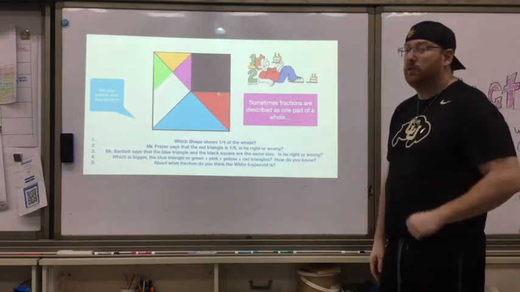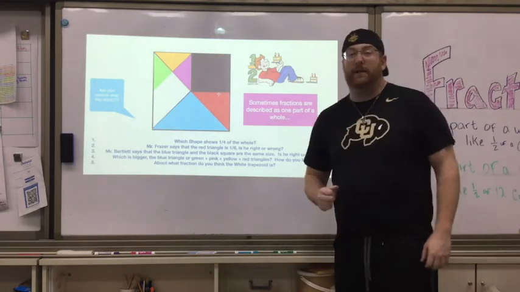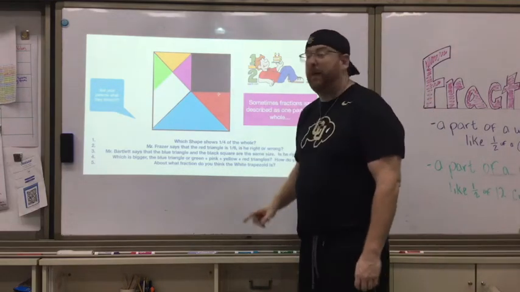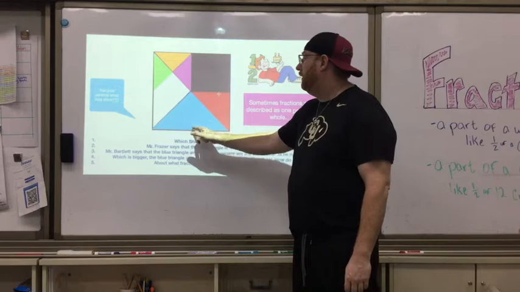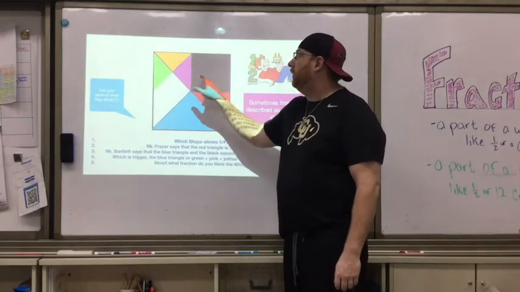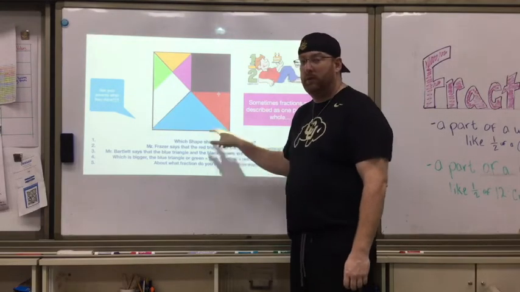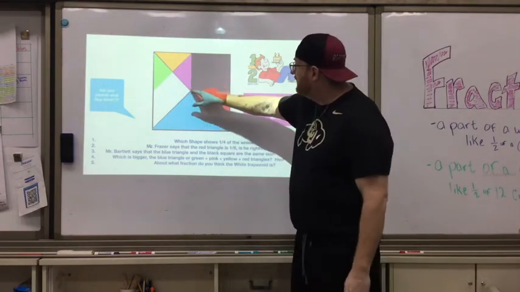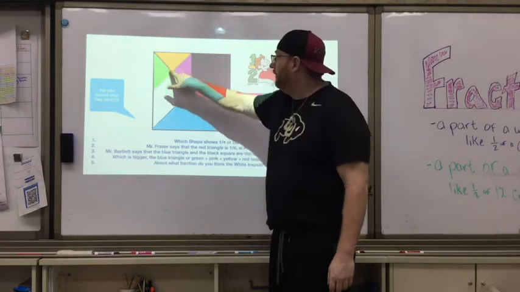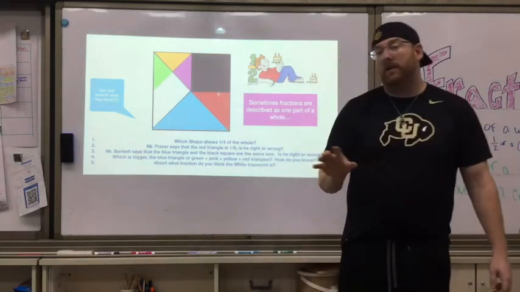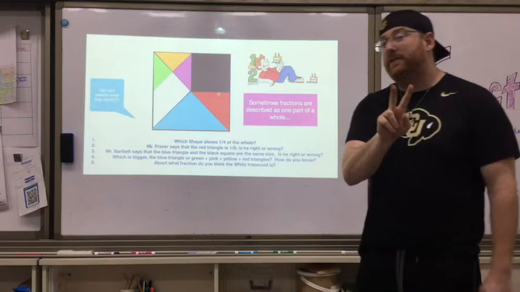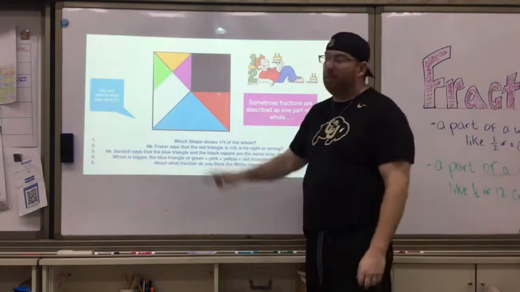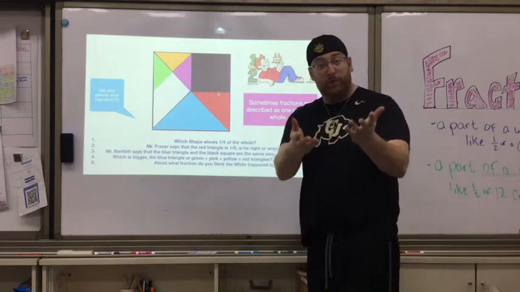Now, this is a tricky one because 2 shapes actually show 1/4 of the whole. If you notice, the black square is 1/4 of the whole, but the blue triangle is also 1/4 of the whole, depending on how you break it up. So this one actually has 2 correct answers, the black square or the blue triangle. Which one did you choose?